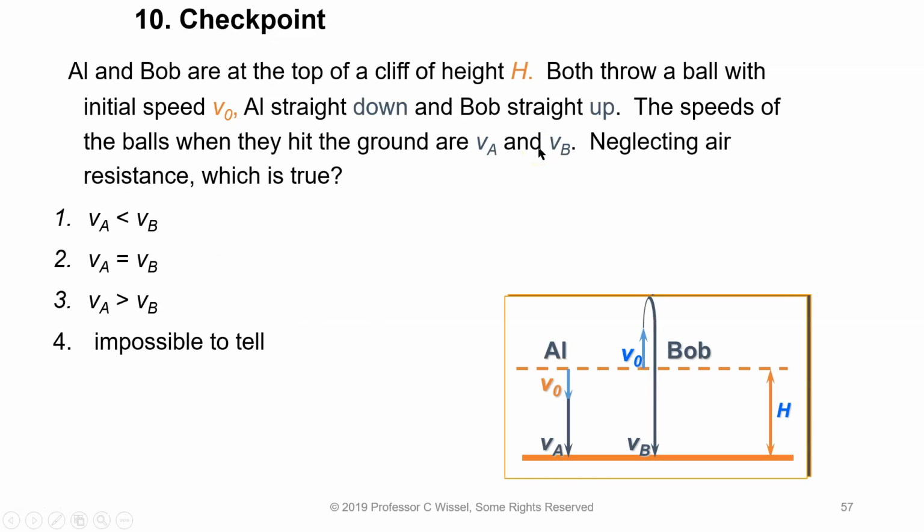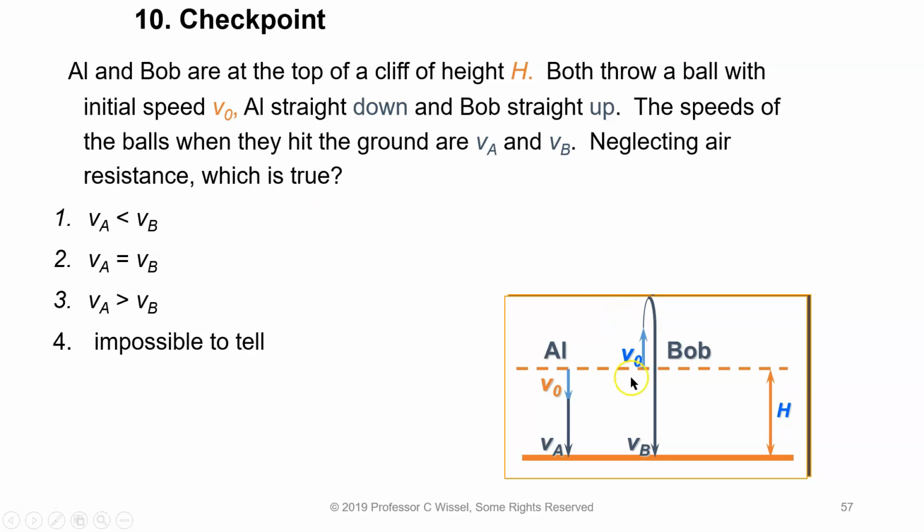Al and Bob are at the top of a cliff of height h. Both throw a ball with initial speed v naught. Al throws his ball straight down. Bob throws his ball straight up. The speeds of the balls when they hit the ground are VA and VB. Neglecting the air resistance, which of these is true?